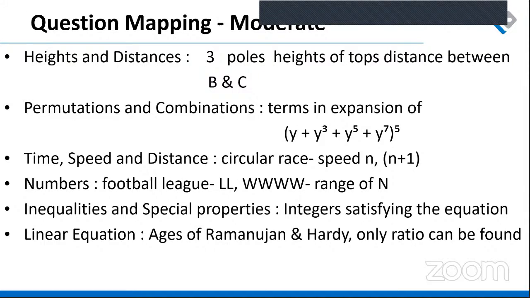Time, speed, distance. Second question was circular races. 3 people were running a race. Ideally, this could lead to a difficult question, calculative question, but I'm putting it as moderate from difficult. I'm stepping it down as moderate because the speeds were given as n and n plus 1. Now, again, I'm saying it is difficult.